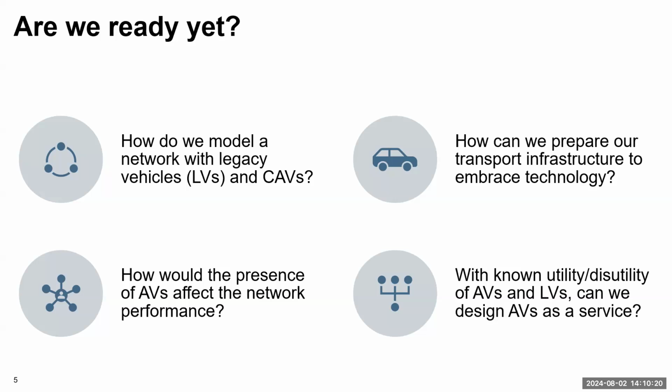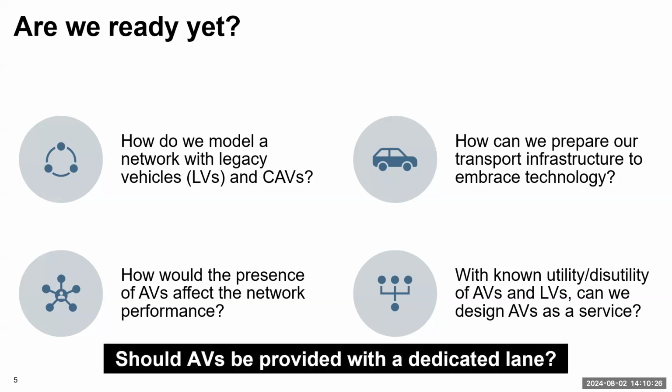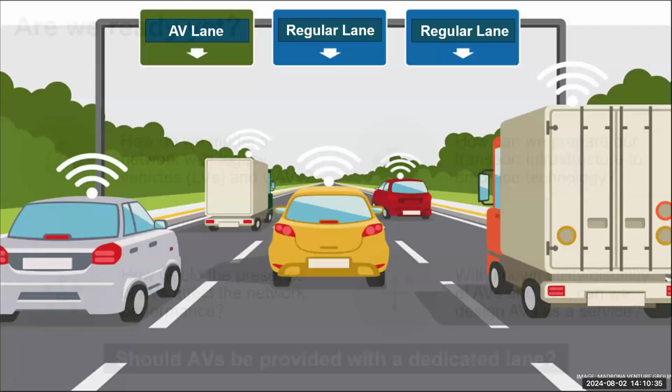And while doing this process, the question that I came up with during my research was, should AVs be provided with a dedicated lane? And what does that mean? It might look something like this, where we might have AV lanes for autonomous or connected automated vehicles, and then we have regular lanes for other cars. But is it a feasible option, and what are the questions around it?